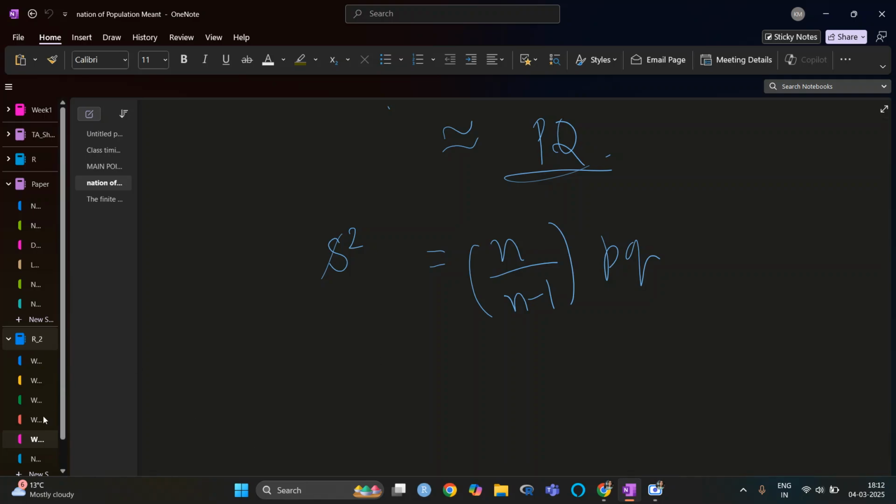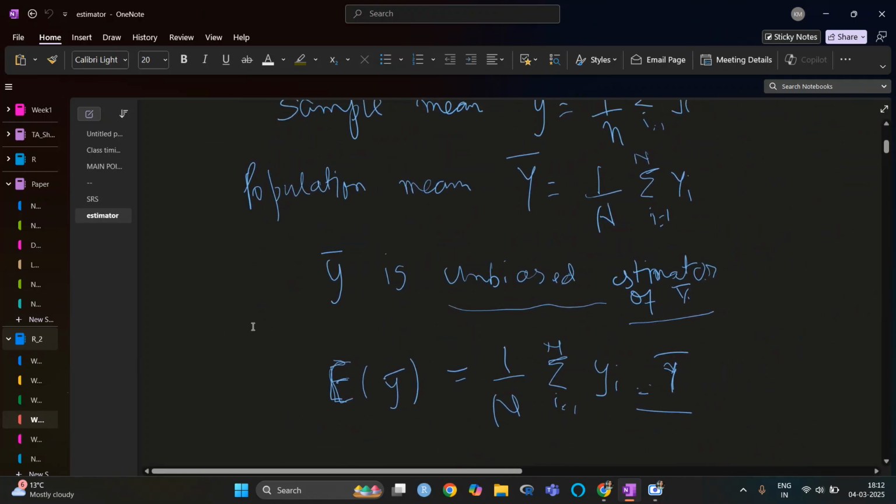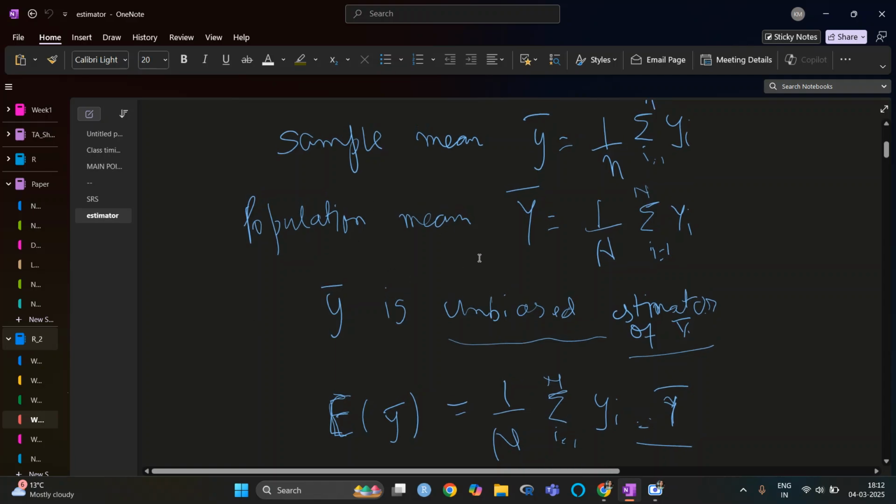Okay, so now if we move to the mean part, here we have seen this is the population mean. So y bar, this one was 1 upon n summation yi. If I do it for proportion, what we do is we say that if it belongs to class A, we give it 1, and if not, we give it 0.